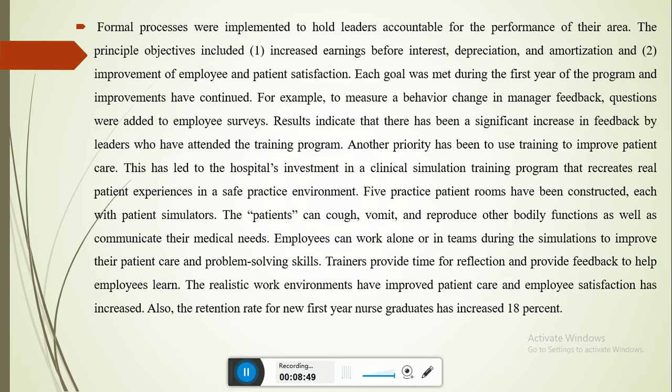Also, the retention rate for new first year nurse graduates has increased 18%. So overall, you can see that after evaluation they have got the retention, meaning retaining employees. At first they were trying to recruit top talent, and they also tried to give them training as leaders, and also conducted training for patient care. Patient care is something they want to do on a team basis.